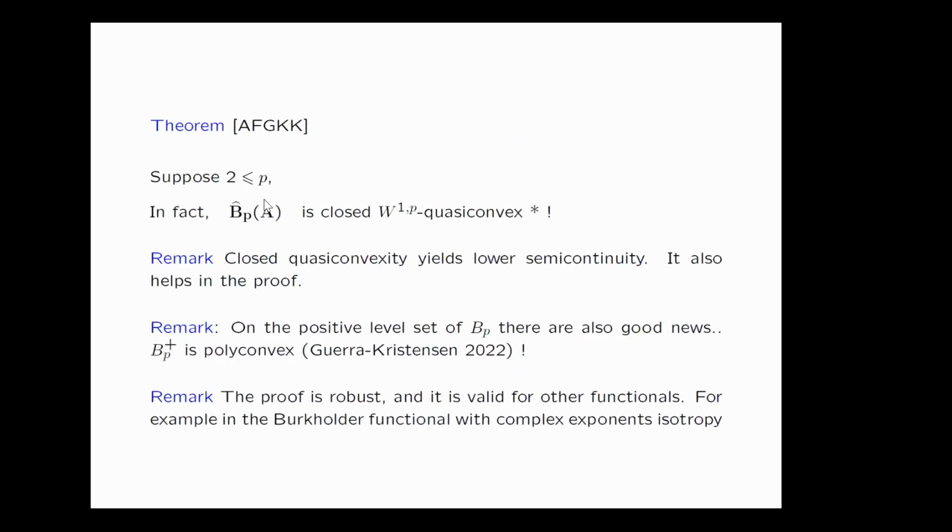Actually, we can prove a little bit more, which will be clear at the end of the talk. It is closed quasi-convex. This means that it's quasi-convex for gradient measures. And before, you know, this is quasi-convex for sequences. Okay, and it is interesting.